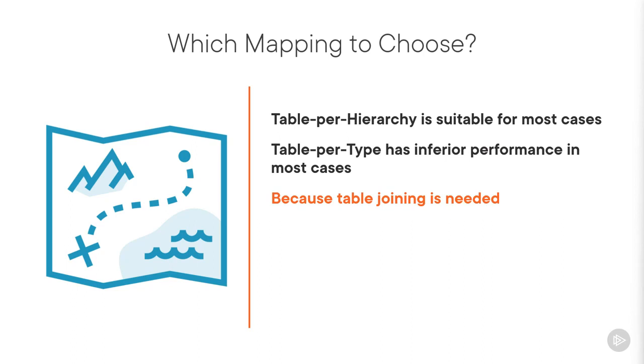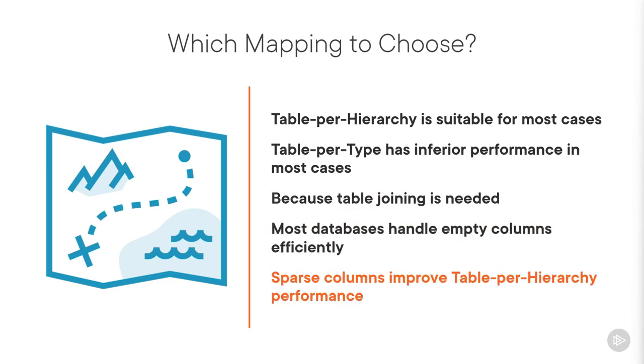The concern most often attributed to table per hierarchy is its liberal use of columns, many of which will be empty in most cases. But the fact is that on most databases, empty columns do not incur a significant performance overhead since they're able to handle these very efficiently. And as we saw during the demos, we can use sparse columns to improve performance even more if our database allows it.